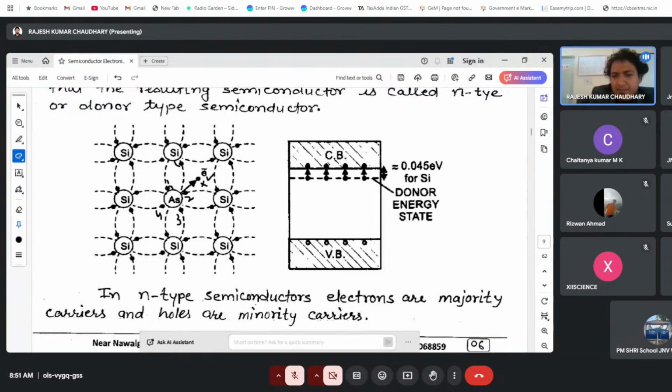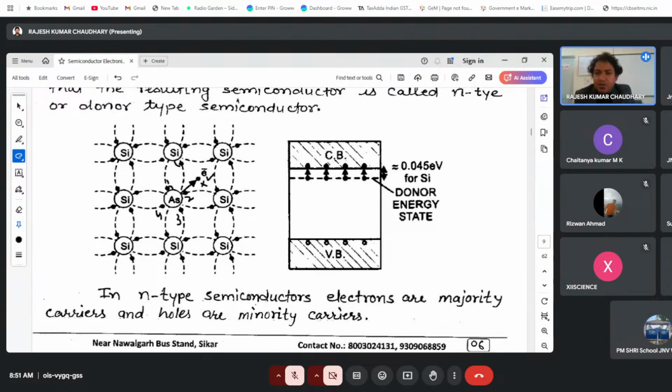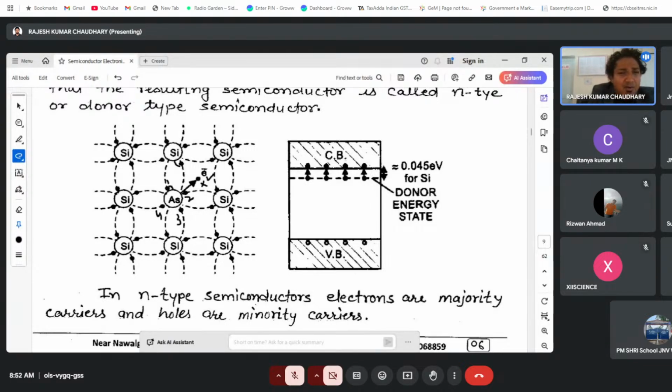If yes, give me a thumbs up, or you can ask me a question. Do it fast. Are you getting my point? What is the meaning of free electrons in a semiconductor, and why will an n-type semiconductor have free electrons? I hope you are getting my point. Now come to the next point. That's how an n-type semiconductor will have a larger number of free electrons. I hope you are getting it, okay?